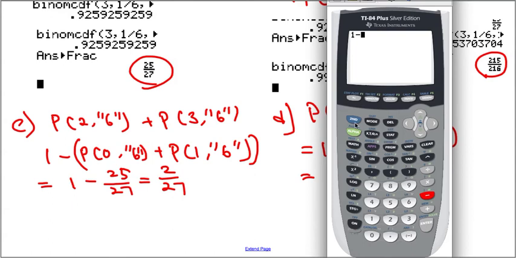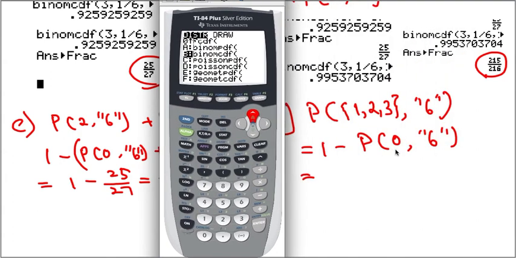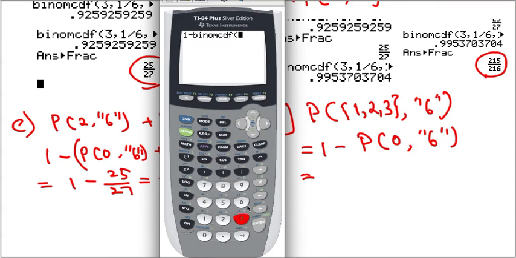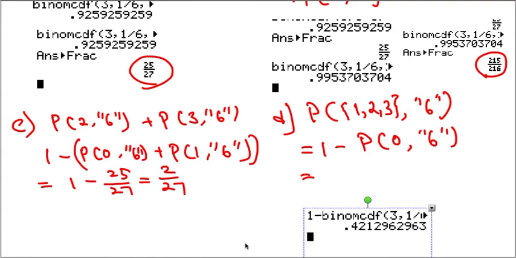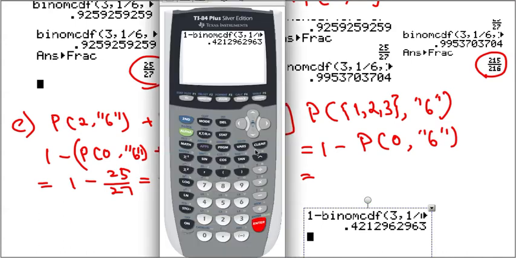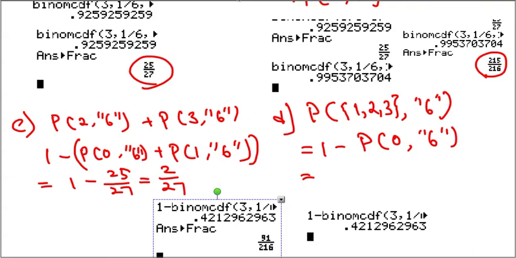So what are we going to do? One minus second distribution. I'm going to move up a little bit. In this case, I'm looking at only the first case, which is 6 coming out 0 times. So either I do CDF or PDF, it's going to be the same value. And then once again, 3, 1 out of 6, 0. That's the value that we end up getting. Or if you convert that into a fraction, it was 91 over 216.